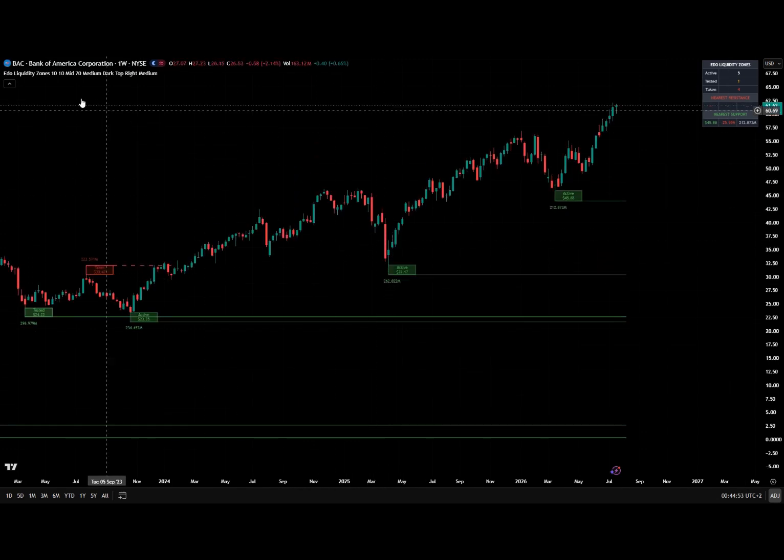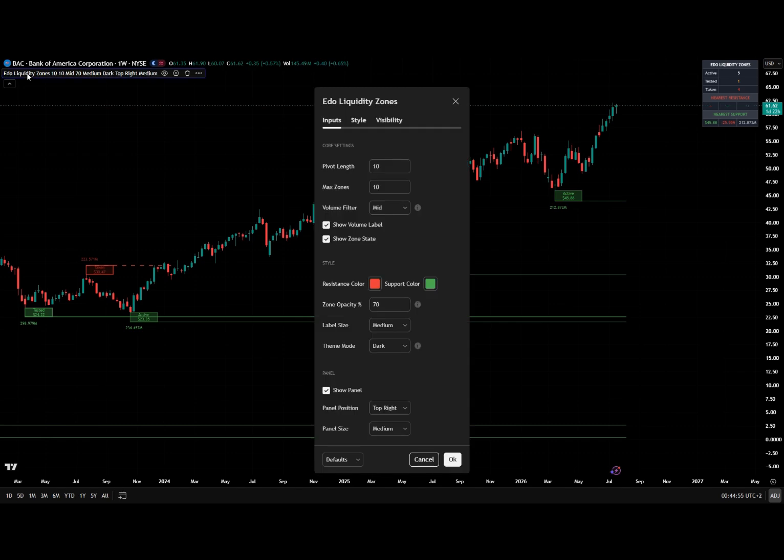The behavior of all of this comes down to three settings. Let's open the panel. Pivot length decides how strict the detection is. A bigger number keeps only the more important turns. Max zones is simply how many zones stay on the chart before the oldest one is dropped. And the volume filter is the one that changes the most. Off, low, mid and high.